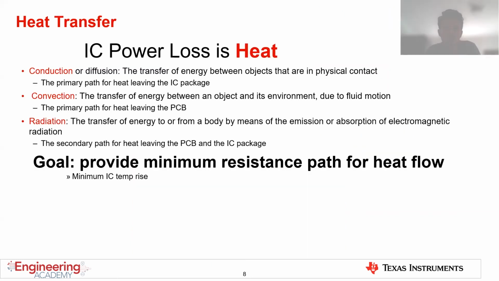Power losses translate into heat. This heat is generated by the power dissipation, and the heat generated will use different paths to leave the source. The primary heat transfer path of the IC will come from conduction. Convection on the other side will be the primary path for the heat to leave the PCB. And convection is really a combination of conduction and fluid flow. It allows heat to leave the PCB and travel to the ambient environment.